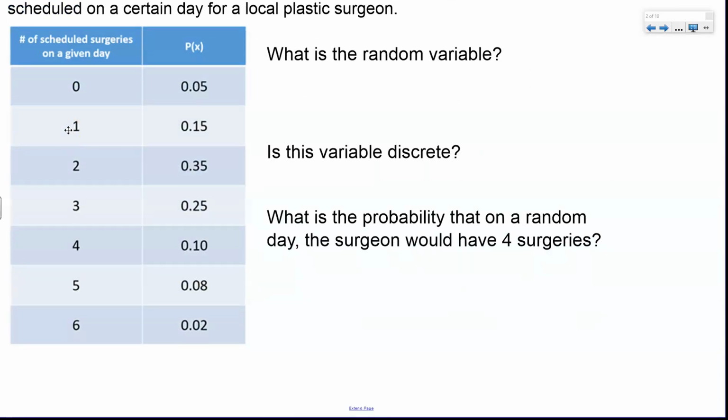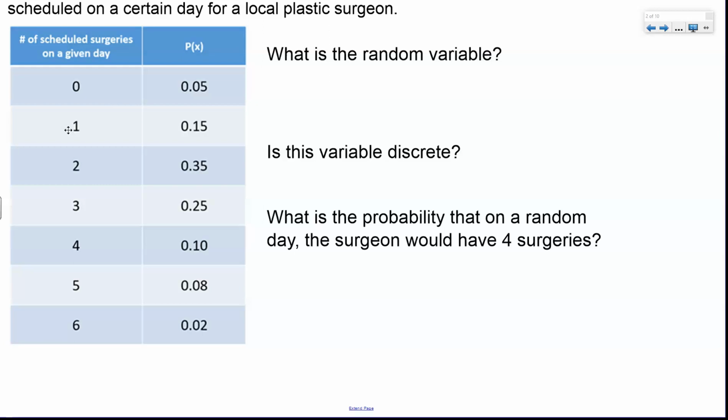Maybe they look over the last year or 2 years or 3 years or whatever and saw, how many days were there 3 surgeries, how many days were there 6 surgeries, right? And they just looked at those percentages to then predict, this is the probability that a certain day would have a certain number of surgeries.